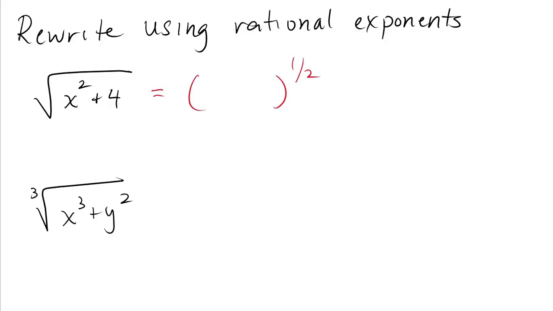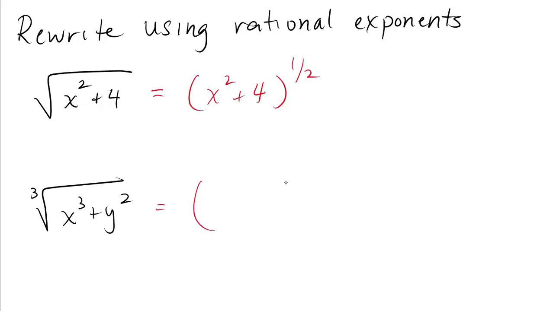And what do I raise to the 1/2 power? Well, whatever's under the radical. So this is x squared plus 4. And that's our rewrite. You don't go any further. You certainly cannot distribute this exponent to those two terms because they're separated by a plus sign, not multiplication or division. Pause the video and see if you can rewrite the second one.